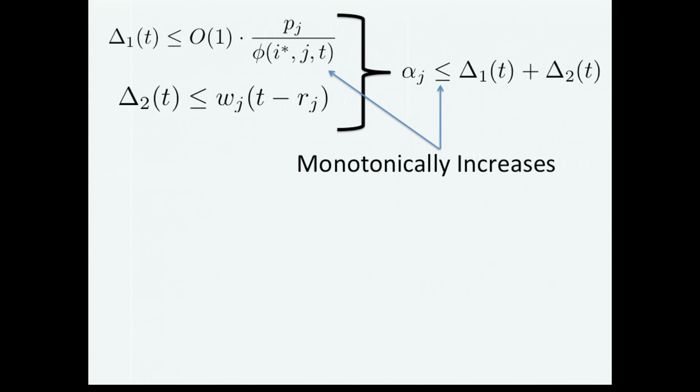Okay, and now we define alpha j basically equal to delta 1 t plus delta 2 t. But you might be a bit confused because this delta 1 and delta 2 have t as a parameter, but alpha j is independent of that. But we could show that for any time t, this delta 1 of t sort of keeps decreasing, and alpha j at all times we can show is at most this quantity.